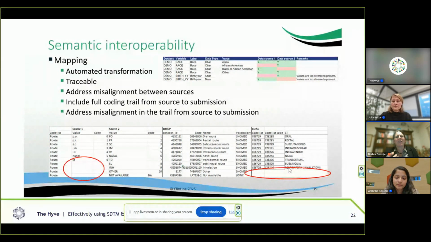So that's really that governance and knowing what is in there. So apart from the variable trailing, you also need to include the full coding trail from source to submission and address that misalignment that I showed here.